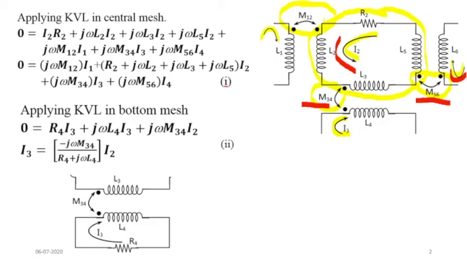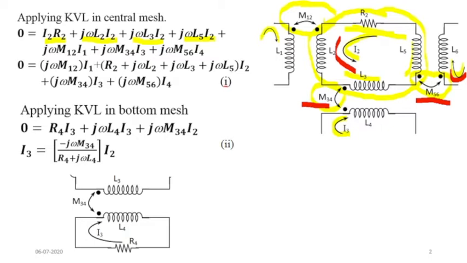So we start with R2. So first term is R2 I2, then moving through L2 it is drop of j omega L2 I2, then moving through L3 it is drop of j omega L3 I3, moving through L5 it is j omega L5 I2. So up to this we have considered only these elements which are within this circuit, but we have not so far considered the mutual coupling. So next is to consider the mutual coupling.